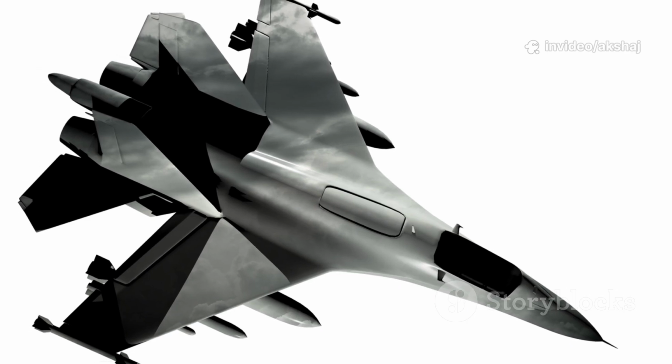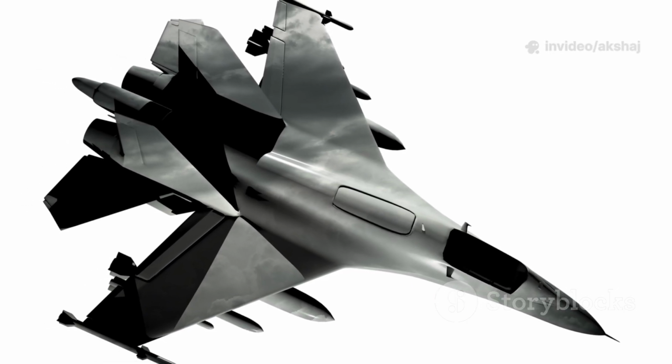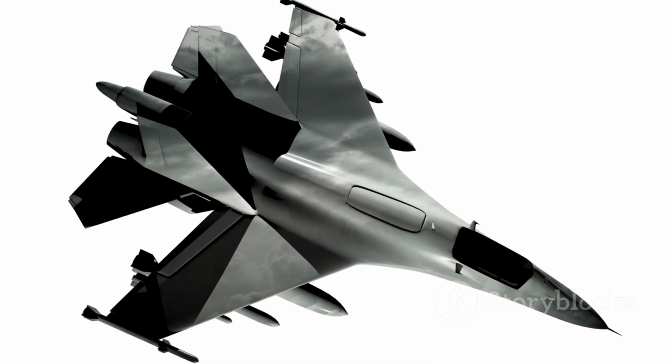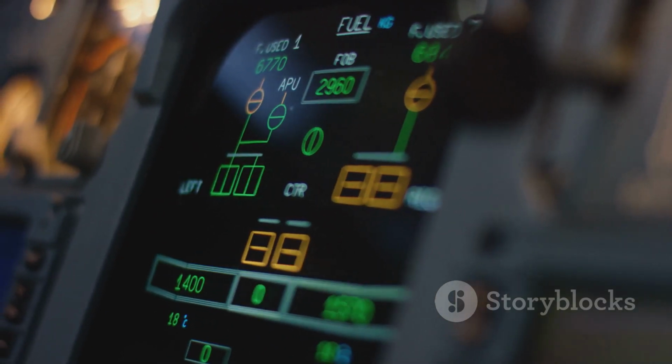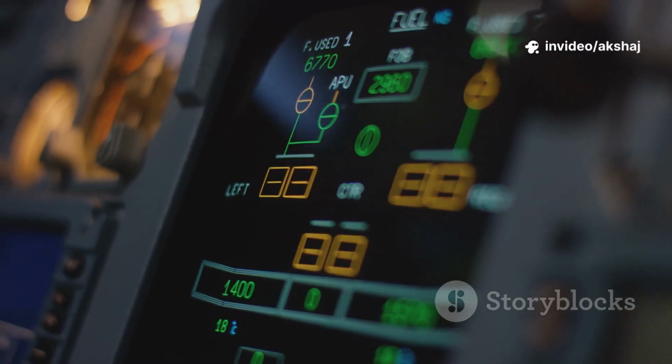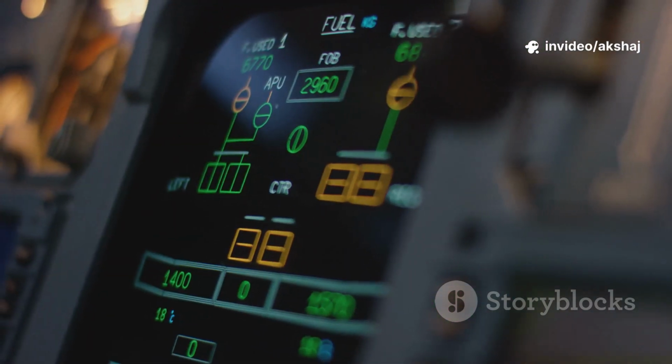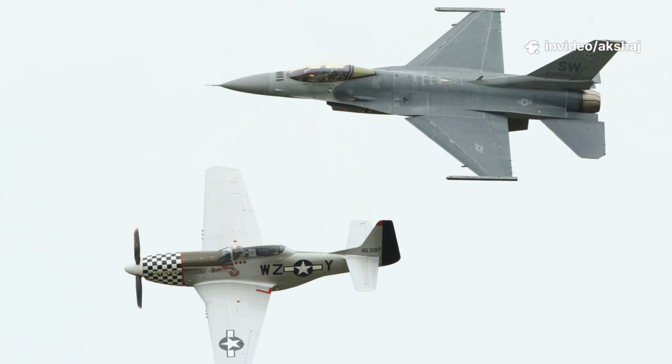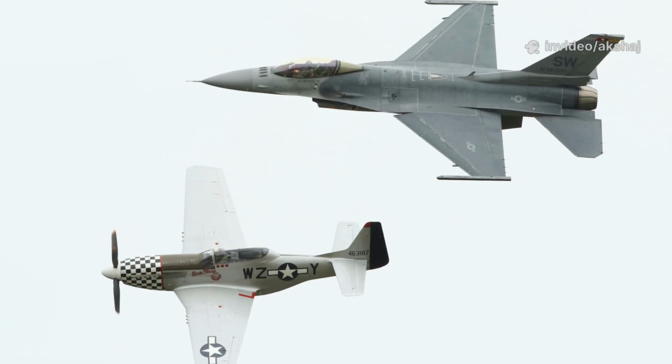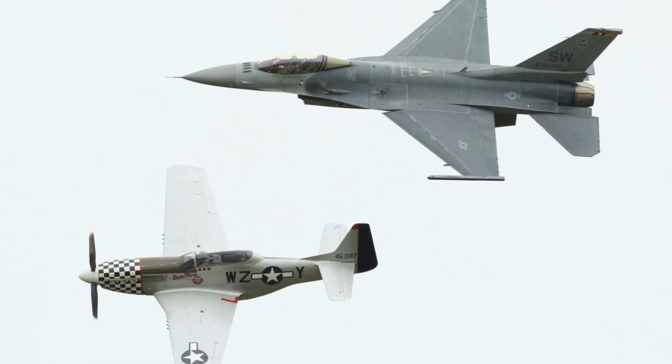Static versus dynamic stability, neutral point and CG, short period and phugoid modes. We'll open the black box of FBW on F-16, Su-57 and Tejas, how they move surfaces hundreds of times a second. Then we compare WWII stable gun platforms to modern unstable agile fighters.